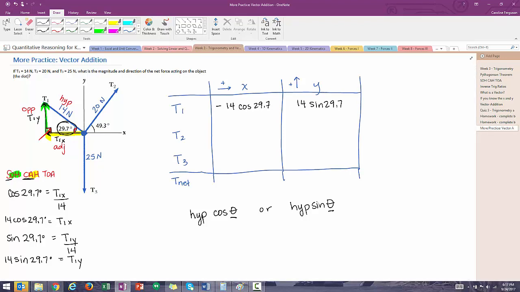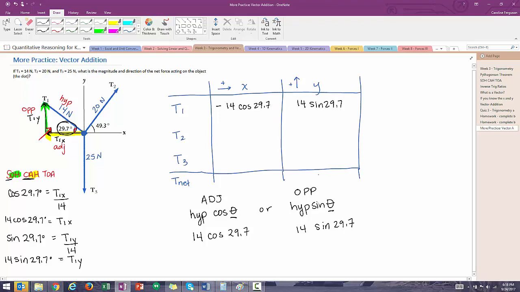Okay, so the 29.7 degrees in this case. So when we're looking at T1 and we're finding the x and the y components of it, we're either going to be doing 14 cos of the angle, 29.7, or 14 sine of the angle, 29.7. So all that we really need to do is decide which of these is the x component and which one is the y component. Well, all that we need to think about is, are we looking for the adjacent or the opposite side? So remember, cos gives us the adjacent side, and sine gives us the opposite side.